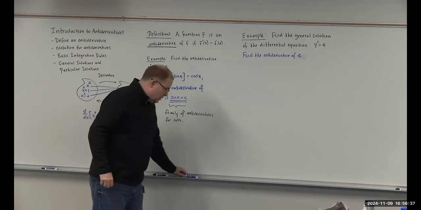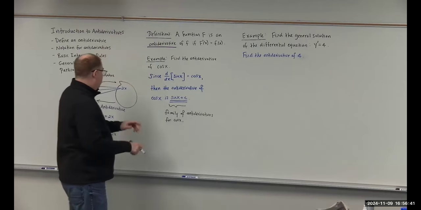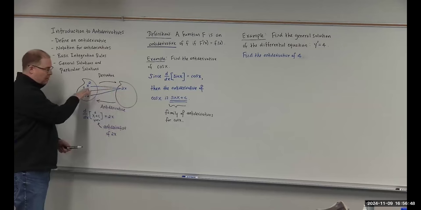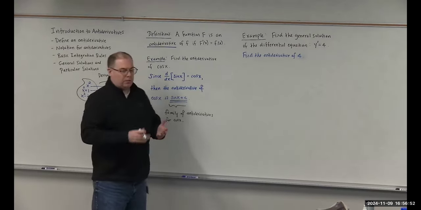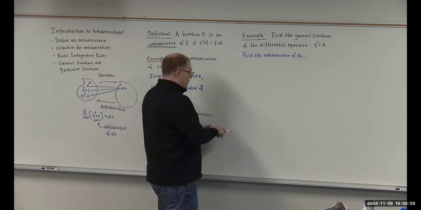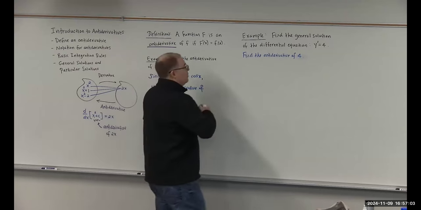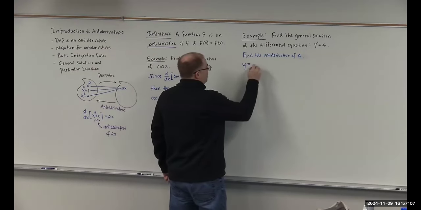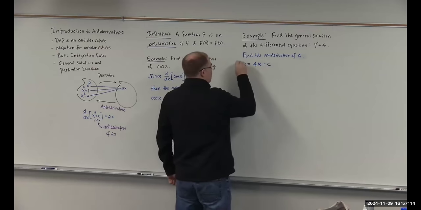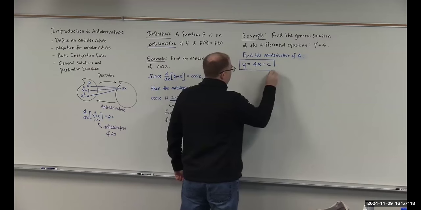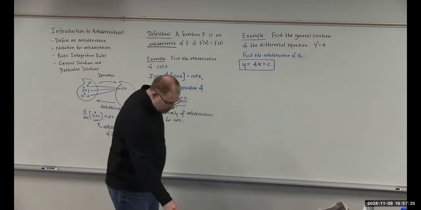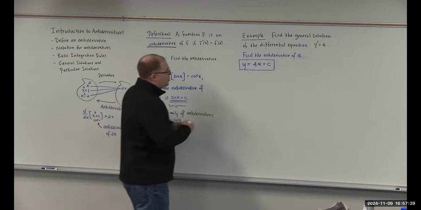Again, assuming 4 is in here, we want to figure out what the corresponding function in this set is. Well, we know that if we take the derivative of 4x, that's going to give us the value 4. And then we just add on C to that. So therefore, that's our solution. Our solution is going to be y equals 4x plus some constant, because the derivative of 4x is simply 4. So that's our solution to this differential equation. And I'll just put a note here.